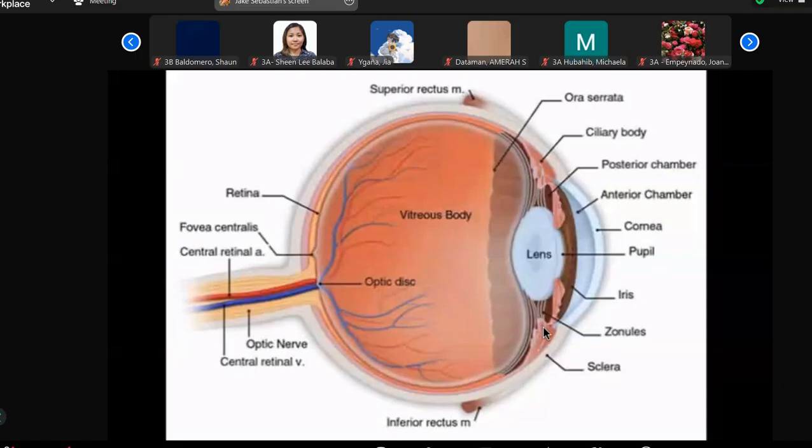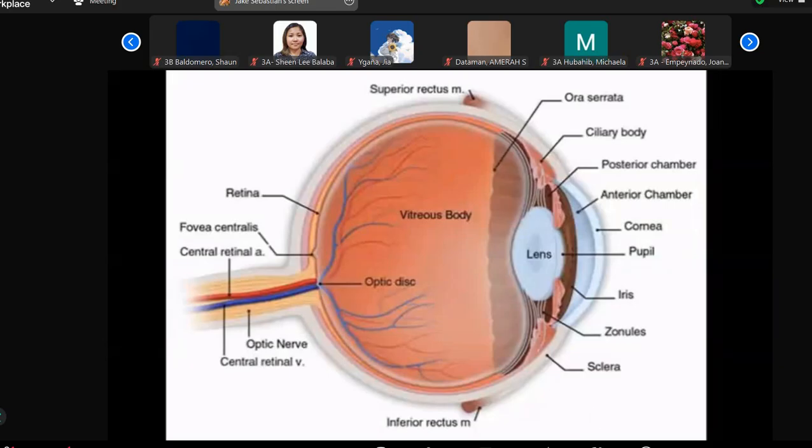So when the muscles contract, the zonules do the opposite action, they relax. So if they're not pulling on the lens, it becomes fat. So that's an increase in spherical power, meaning an increase in accommodation. It magnifies images when the zonules relax.